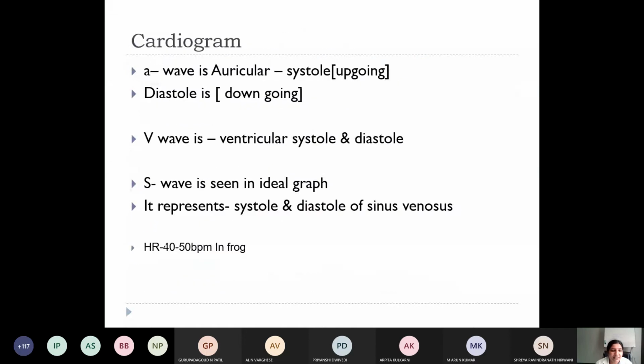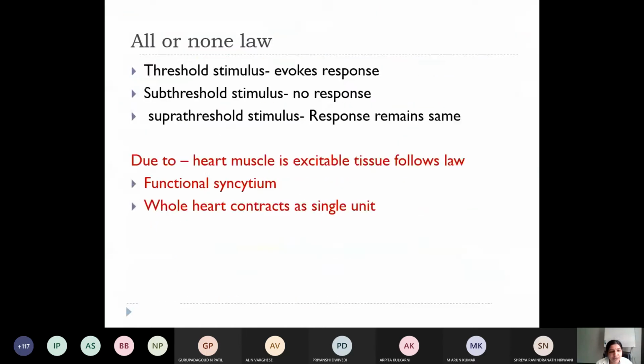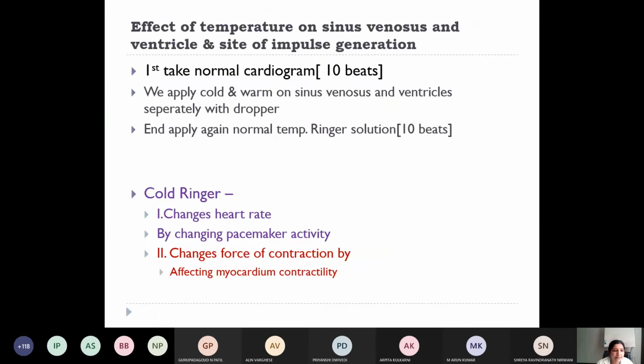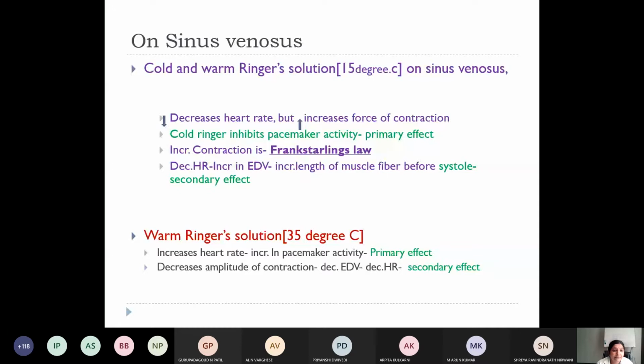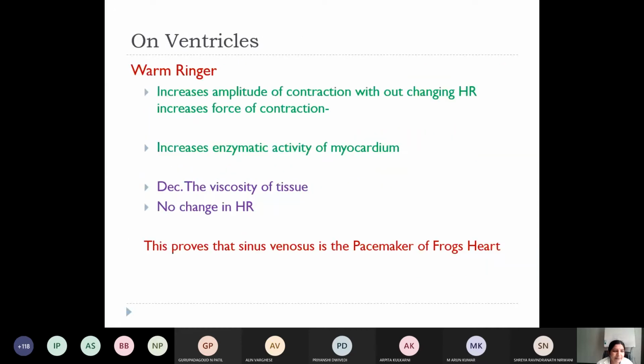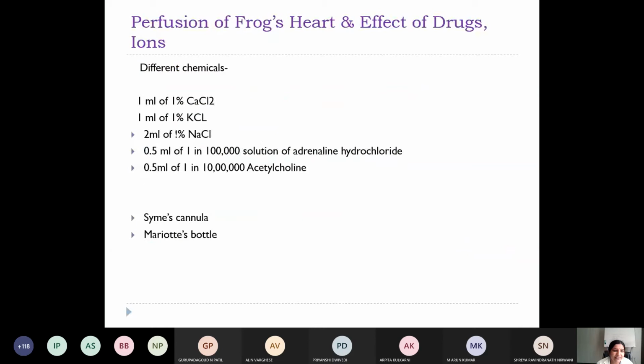Okay, so yesterday we had completed a few of the nerve muscle graph of frog's heart. So today we will continue with a few more properties which we are going to learn. Are you all ready? Yes, ma'am. Okay. So today we'll start with this perfusion graph.